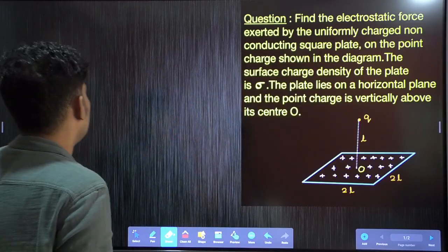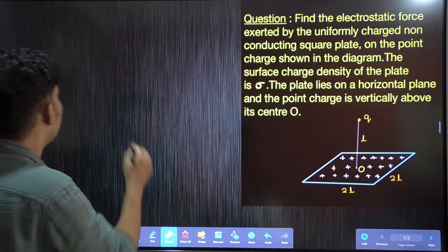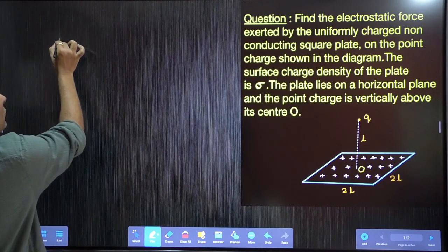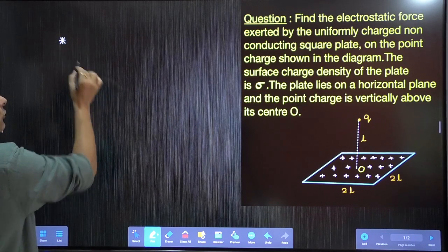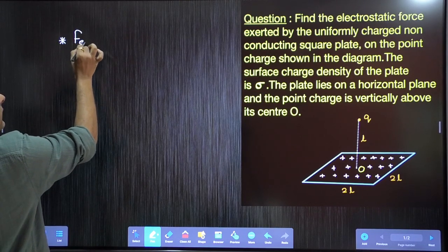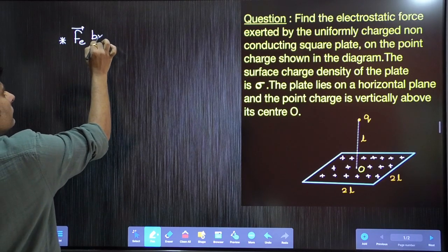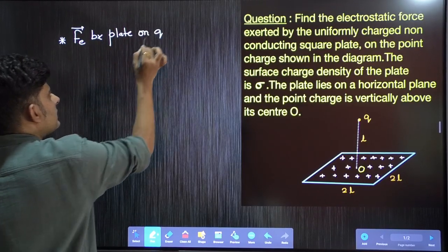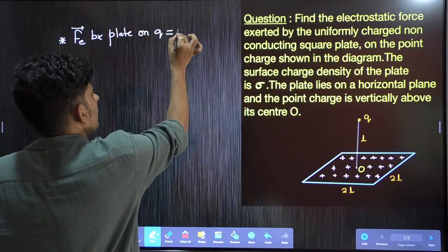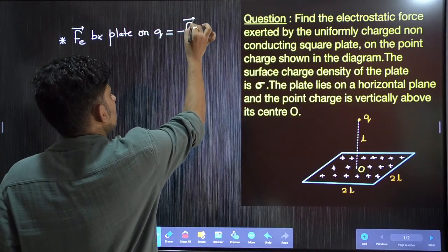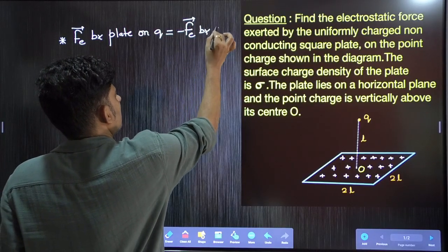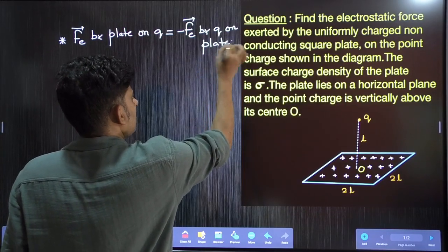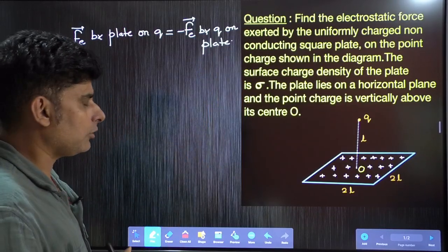Let's see how. So here, first of all, what we can clearly say, since electrostatic forces obey Newton's law, we can say that the electrostatic force by the plate on the charge will be simply equal and opposite, so negative of the electrostatic force by the charge on the plate. Fine, we can do so.